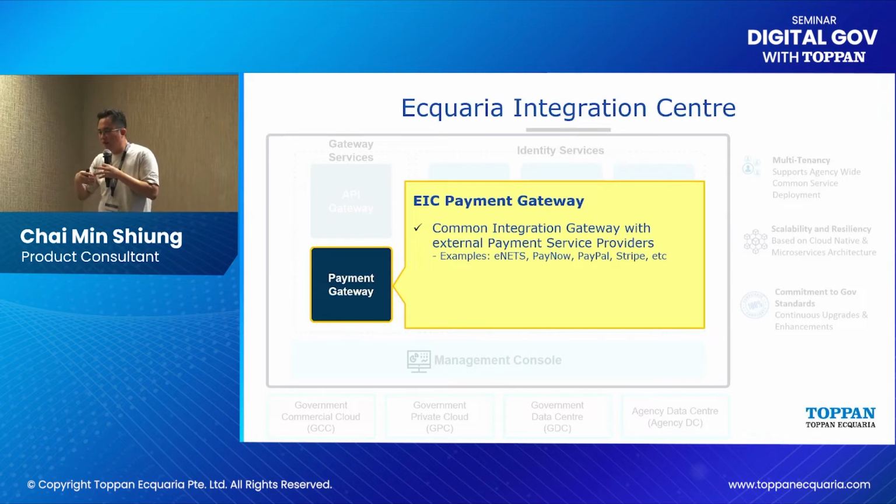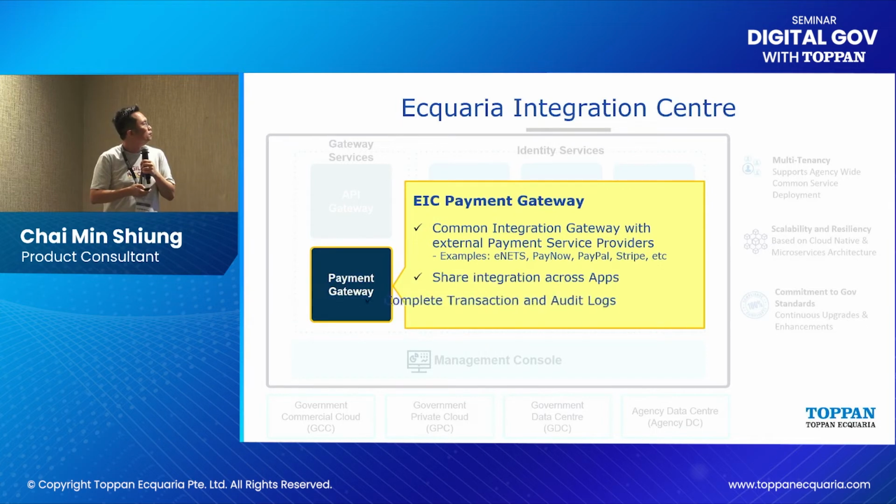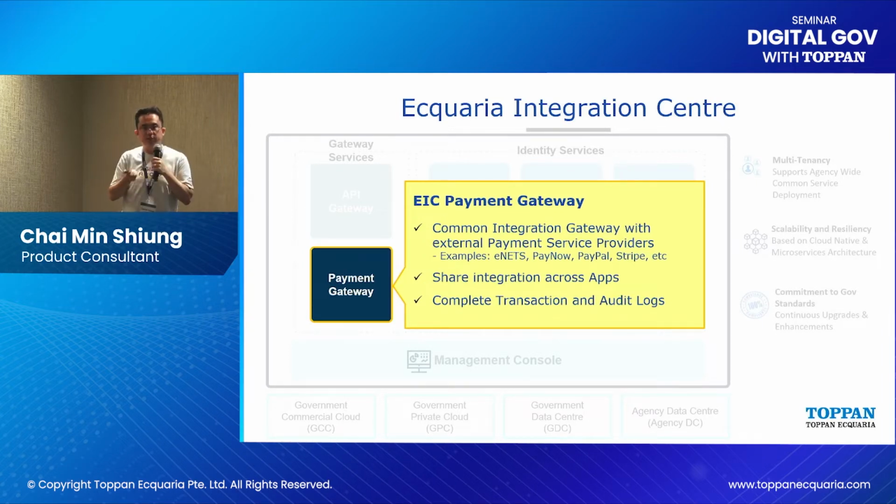And out of the box, we already provide connectors for these that you see here, the eNets, PayNow, PayPal, and Stripe. If you have a third-party one and you want to integrate a new one, you can do so as well. All you do is integrate the additional providers into the gateway through the EIC Management Console, and you will be able to leverage it agency-wide. Like I said just now, one-time integration, everyone shares the same integration across all your applications. And finally, you'll be able to view all your transaction logs as well as your audit logs.